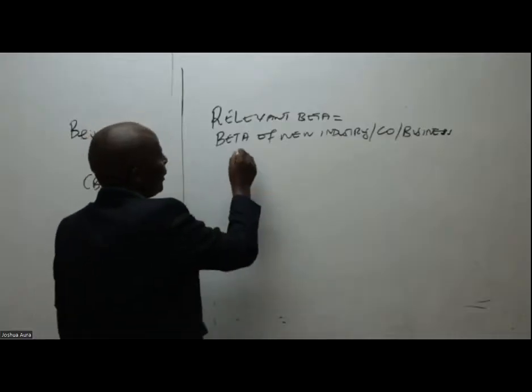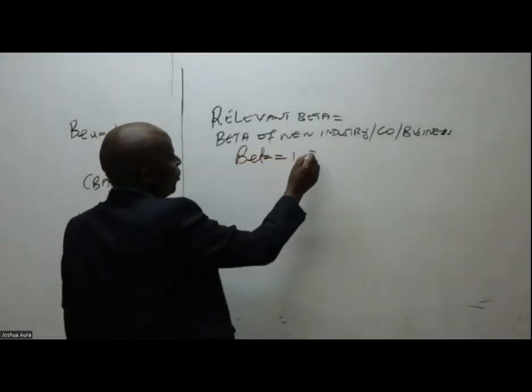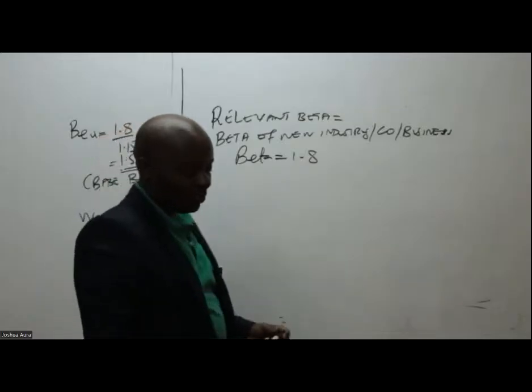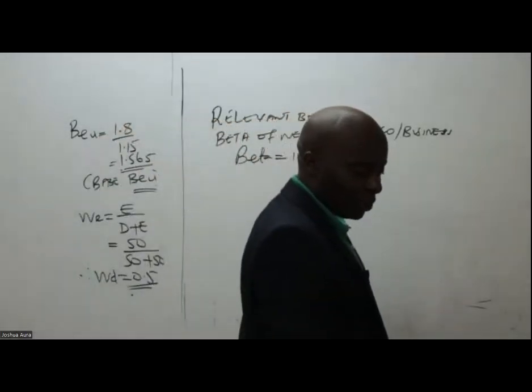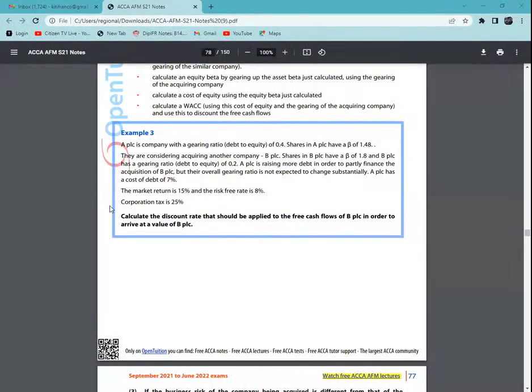And the beta they have given me is the beta of 1.8 of the new business. Thank you so much, I can see it here. Then I need to ask myself, is this new business levered or unlevered? You look at the capital structure given. I can see it has debt and equity in it. So it's a levered firm.